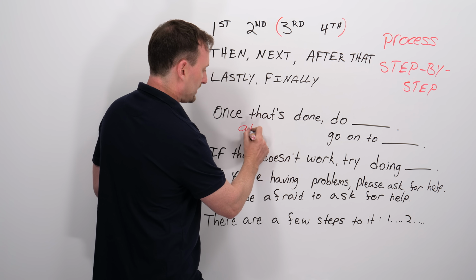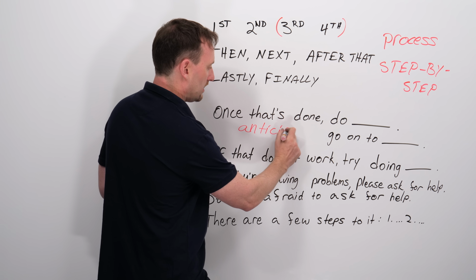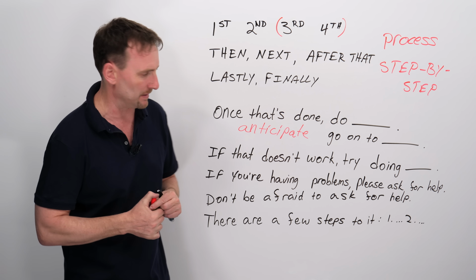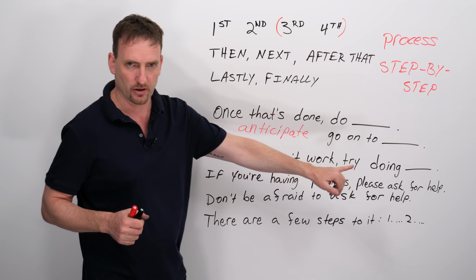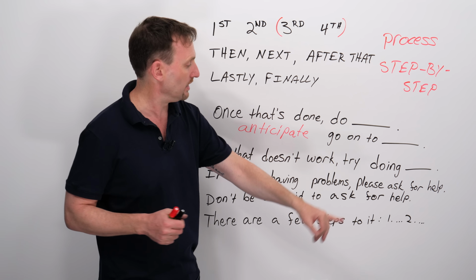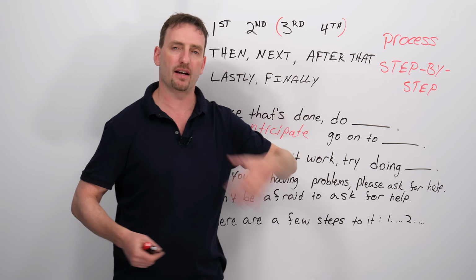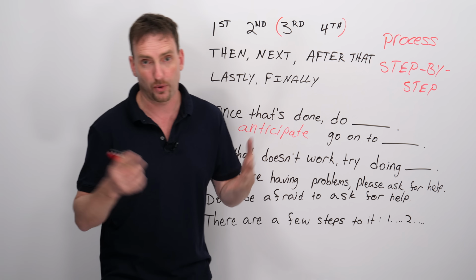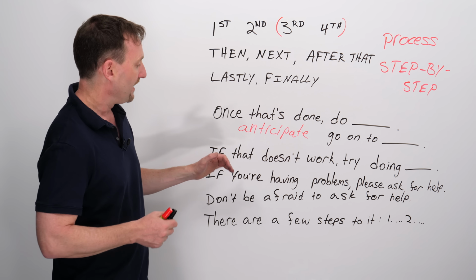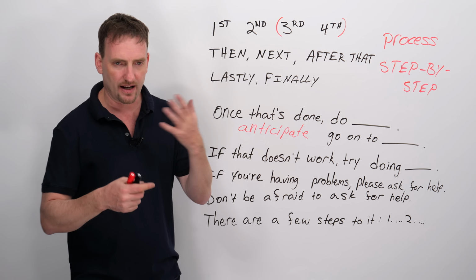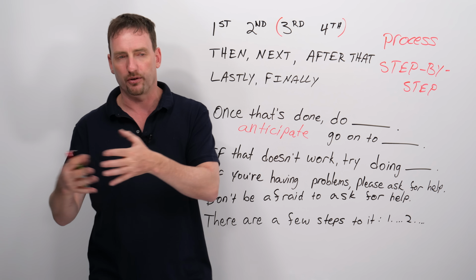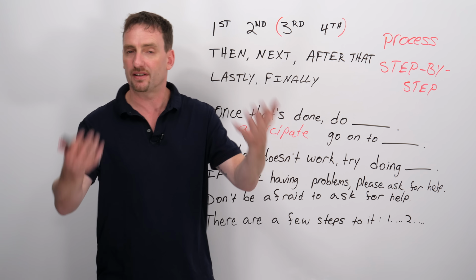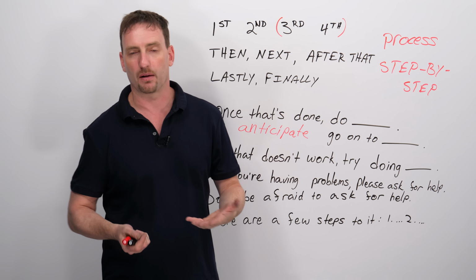When you're giving instructions, you should anticipate, you should a little bit guess what problems might come up, right? So if that doesn't work, so if step 3 doesn't work, try doing something else. Try a different approach. Try a different way of doing whatever the step is. Then, if you're still having problems, you followed the instructions, you did 1, 2, 3. If you're having problems, please ask someone for help, or please come back to me for more help, okay?